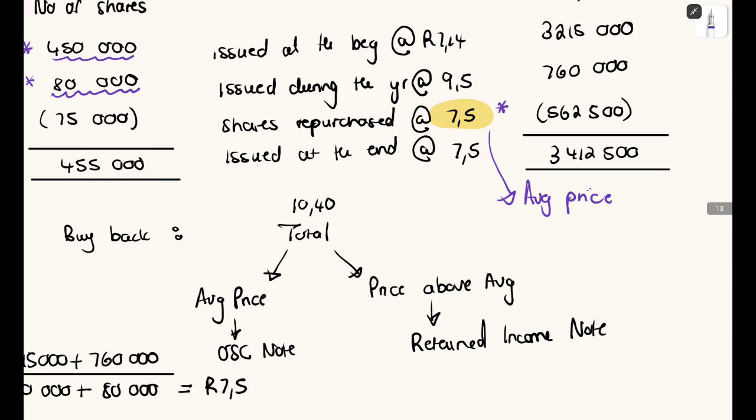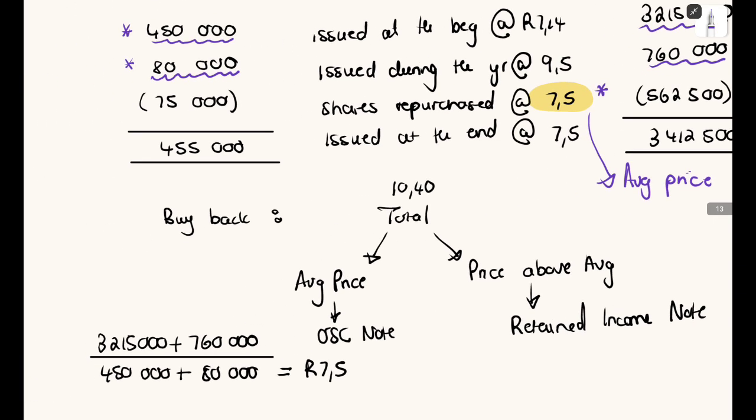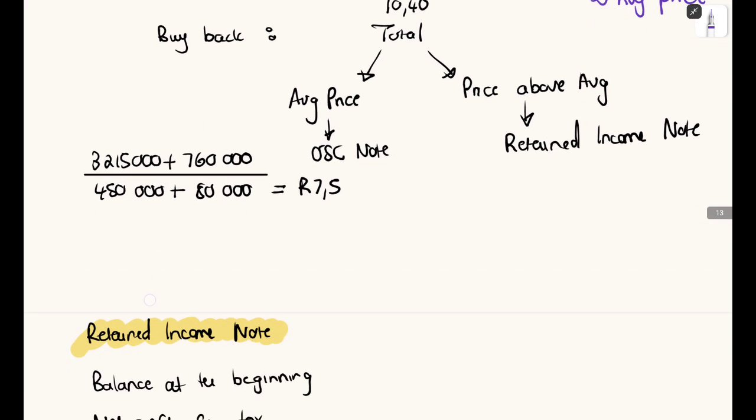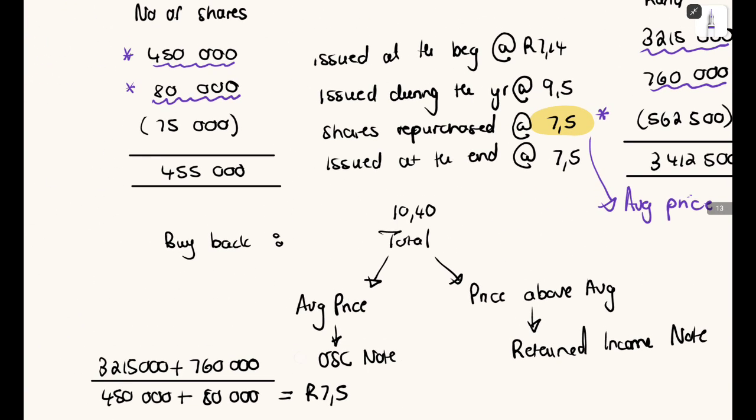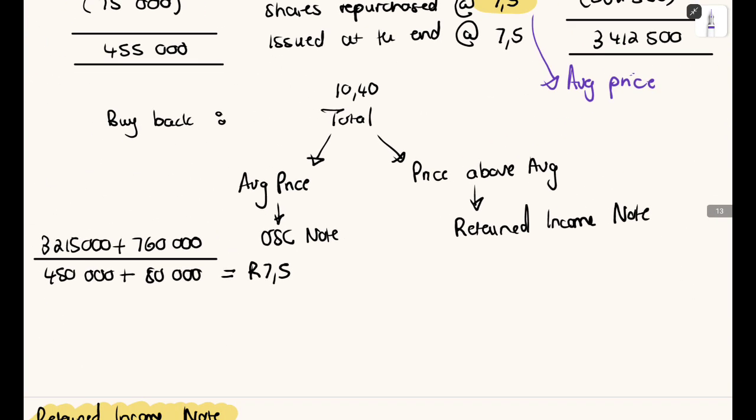So we take the rand amount of those shares and we divide it by the number of shares, like we did here. We take the 3,215,000 from the shares at the beginning plus the 760,000, and we divide it by the 450,000 and the 80,000. The price that you get would be your average price that you're going to use for your buyback in your ordinary share capital note.